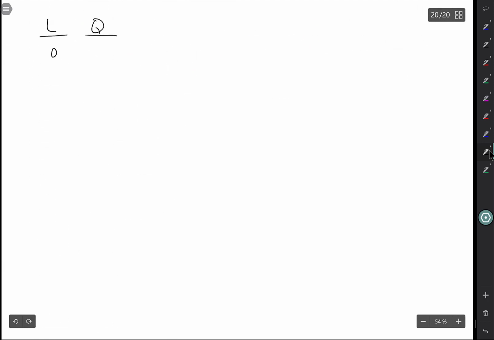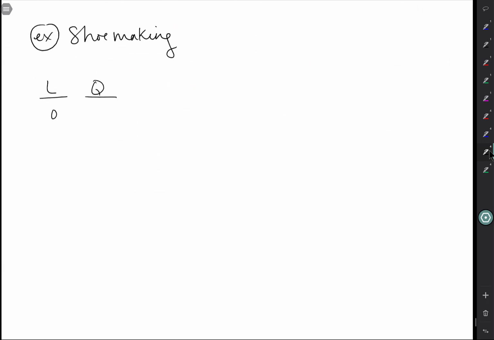Okay, let's go back to my shoemaking example. If I don't employ anyone, then I'm not going to make any shoes, obviously. Let's say I employ one worker, and this one worker gives me, I don't know, 10 pairs of shoes in an hour. Okay. By the way, let me describe how shoes are made in my factory.